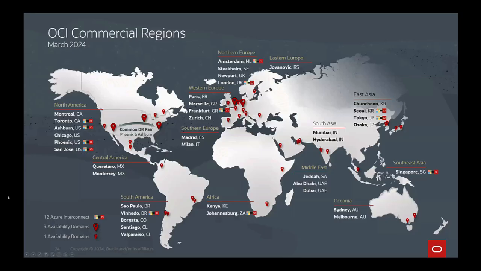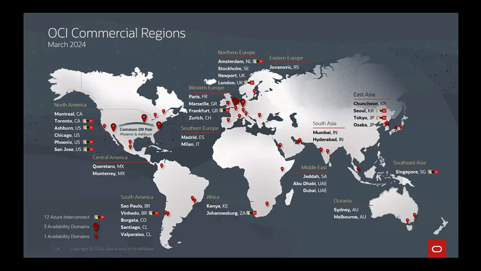So OCI commercially is available in multiple regions around the world, right? Some of the more common ones we get into when customers start using OCI is they'll maybe start in our Phoenix region or they'll start in Ashburn, right? Two of the North American areas. But we do have regions all around the world.